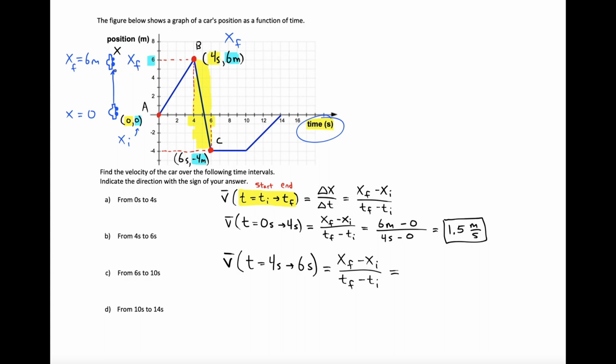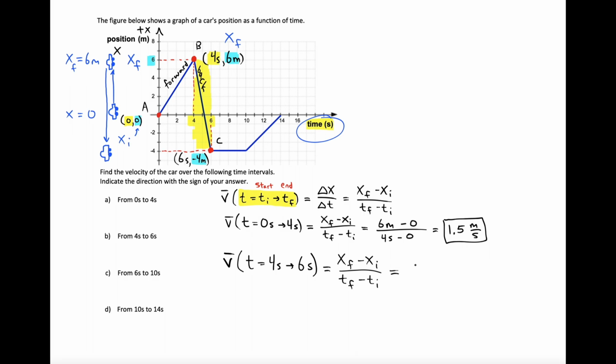So what the car really does during this segment is it turns around and goes back to this kind of location here. And so it used to be going in the positive x direction. That would be forward motion. But now in the interval from B to C, that car is going backward.